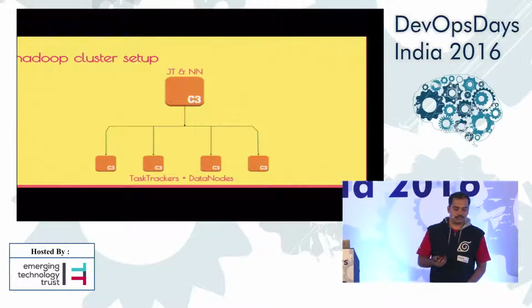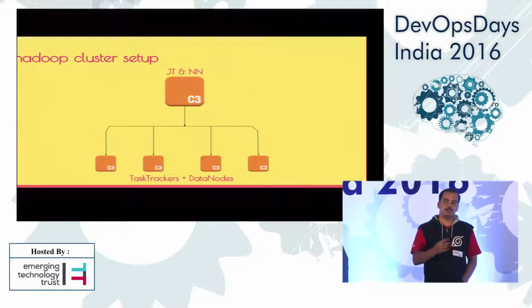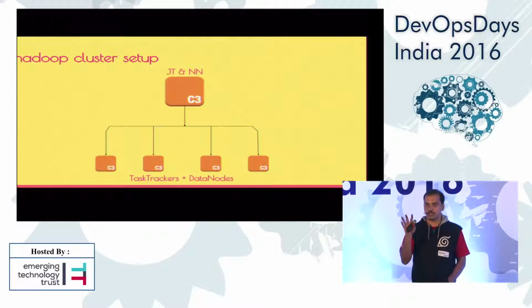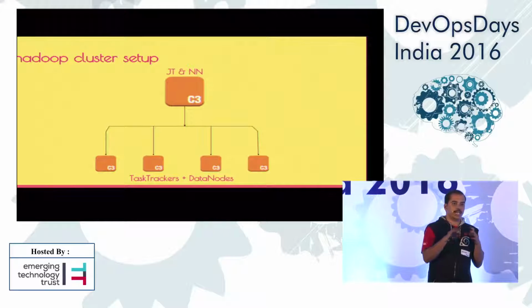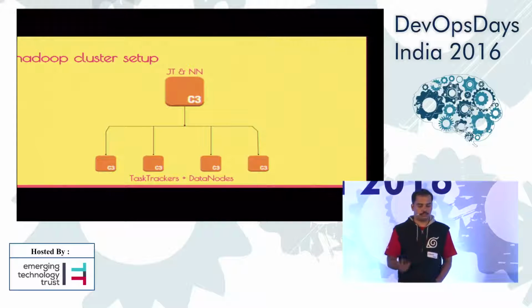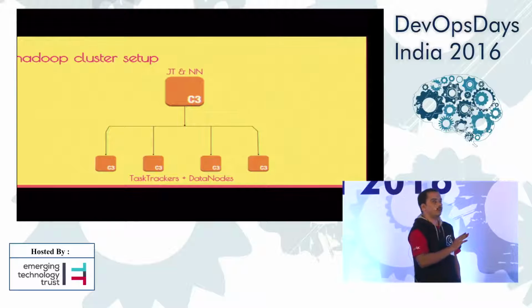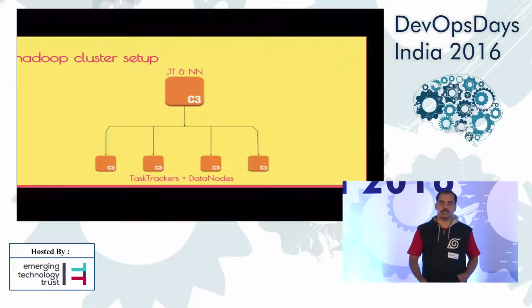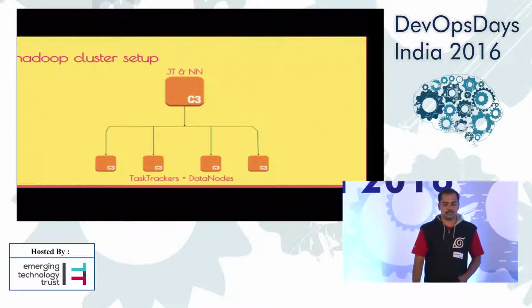So this is how we started off our Hadoop journey. For this, I'm going to consider the MapReduce Hadoop 1 notion, not the YARN version of it. So you have one job tracker or name node running, and then you have a bunch of task trackers and data nodes running along, right? This is typically how you would set up a Hadoop cluster.